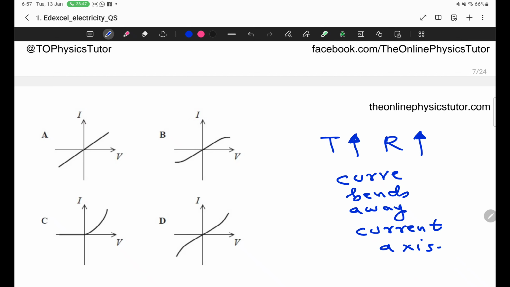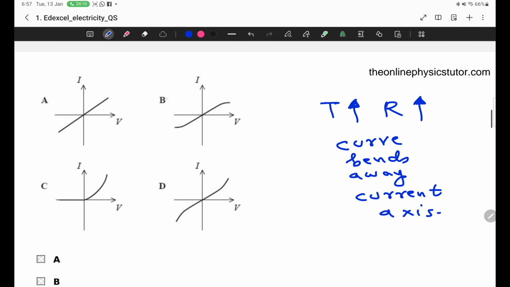Abdullah, the lamp becomes hot, and if the lamp becomes hot, then temperature increases, resistance increases, then what is the answer, Abdullah? In which graph is the curve bending away from the current axis? B, you are right. Because this is the current axis and the graph is bending away from the current axis.